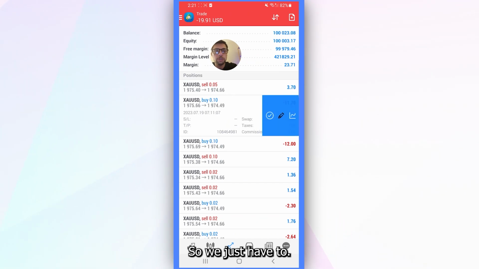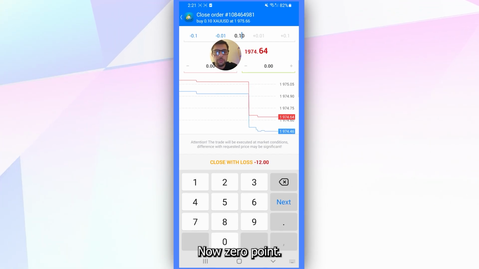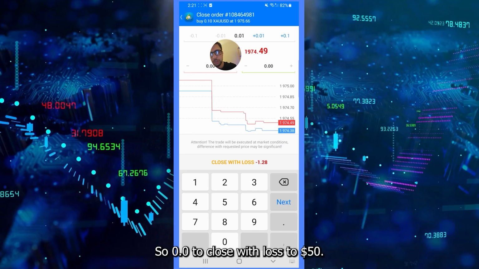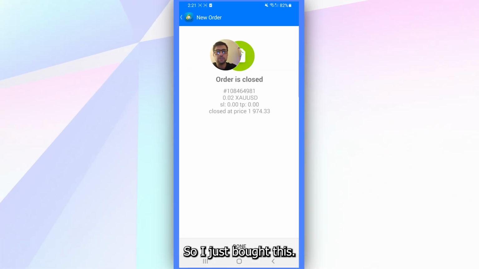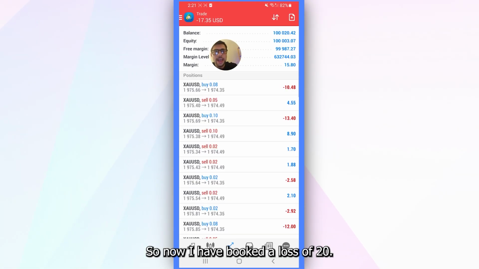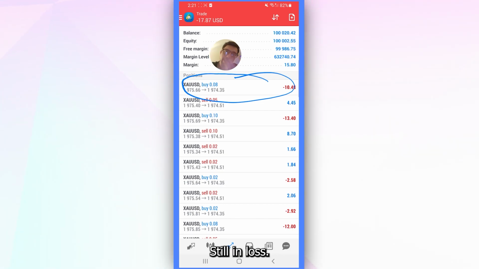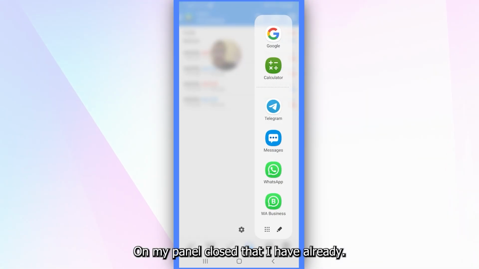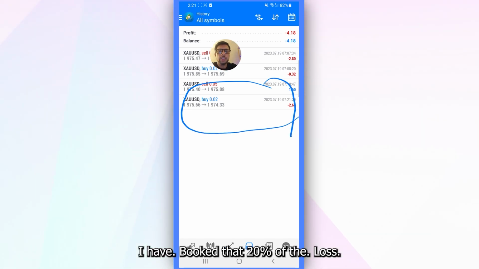So we just have to swipe right and click the tick option on the left. Now if I think I just want to take 20% of my loss, so 0.02, close with loss $250. So I'll just close this. So now I have booked a loss of 20% at present, and 80% of the trade is still running, still in loss, and I can see on my panel that I have already booked out the loss. I have booked 20% of the loss.